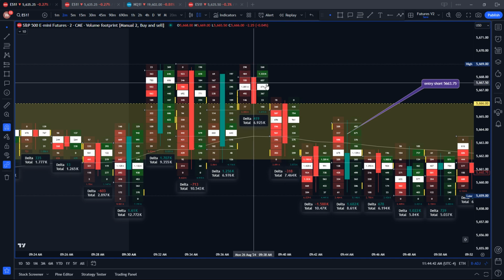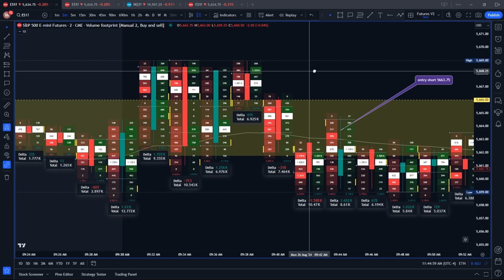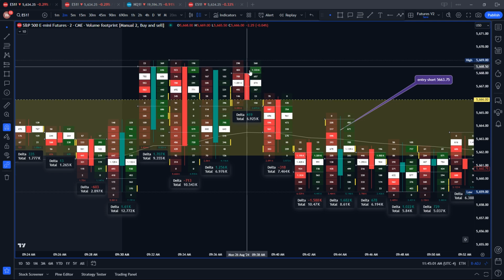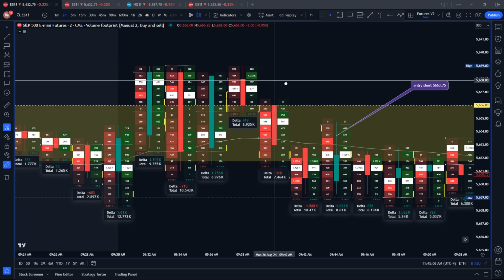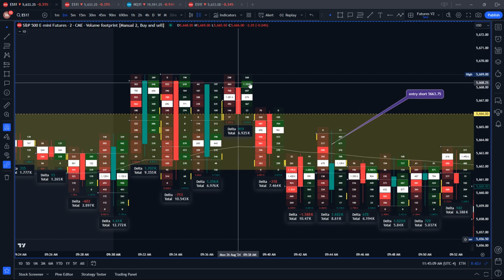I noticed that there was a lot of buying volume up here. What this represents is 1.3K market orders on the buy side and 480 market orders on the sell side. So that's an imbalance. It shows that the buyers are trying to buy, but they immediately get rejected. If buyers are buying at the high here and they're not getting rewarded, they're going to have to sell to close their positions.